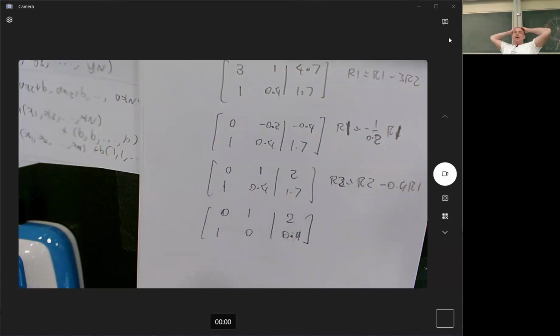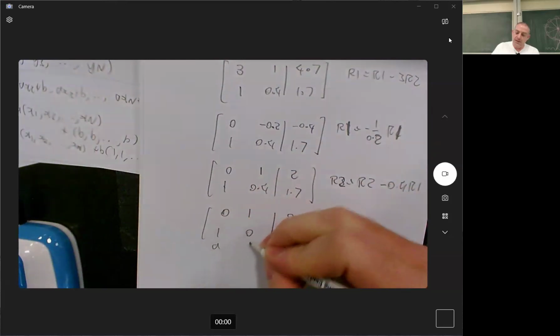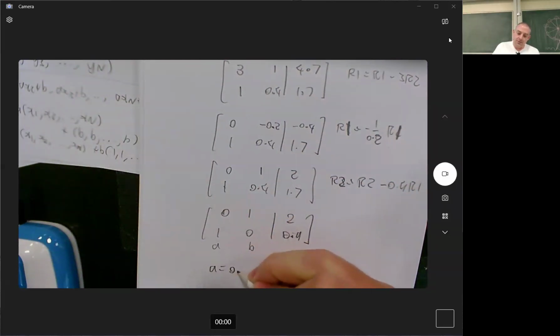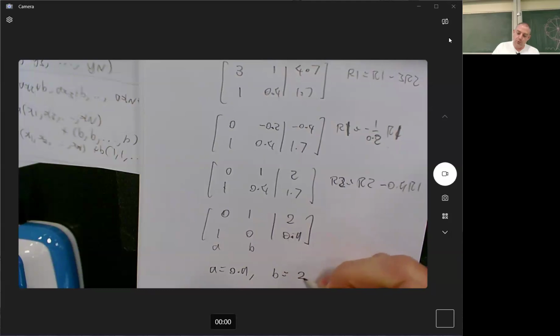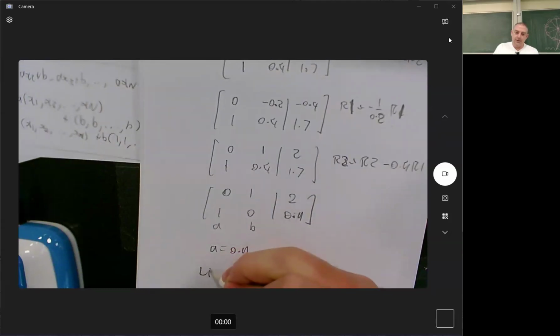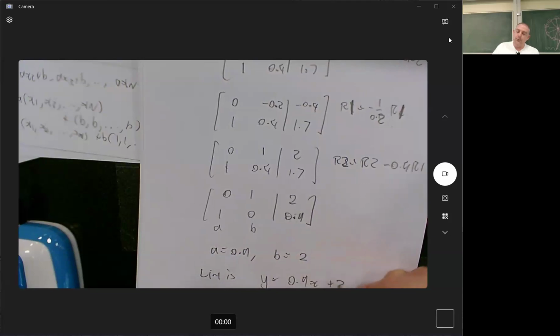Yay! That was fun. I mean, if I was in an exam, I'd use a calculator. It's good for you to do mental arithmetic. And so this was A and B. And so A is 0.9 and B is 2. And so therefore the line is y equals 0.9x plus 2.